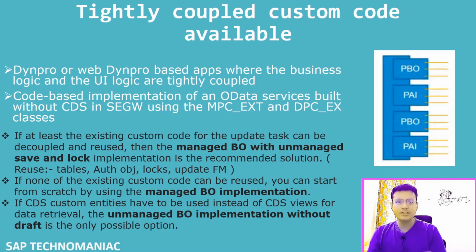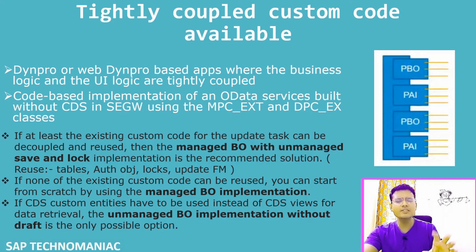To handle those scenarios, there are multiple ways. First thing, if at least the existing custom code for the update task can be decoupled and reused. Something like that: you develop one application, you are doing create, read, update, delete, everything. But when you are saving the final data, you have some function module, a update function module, and you are calling it. That update function module is already available, which saves the data in the database. Finally, whatever you did before that, you have that function module that you can reutilize.